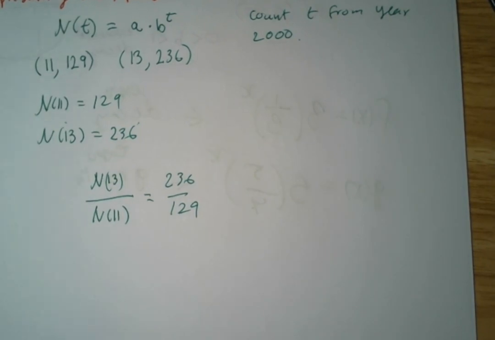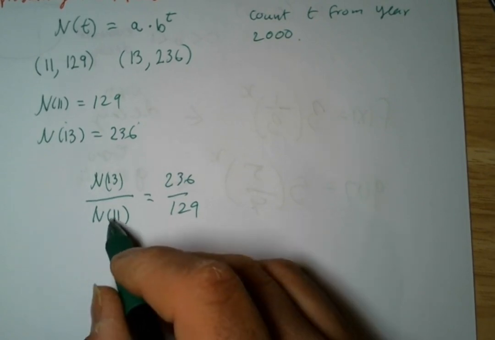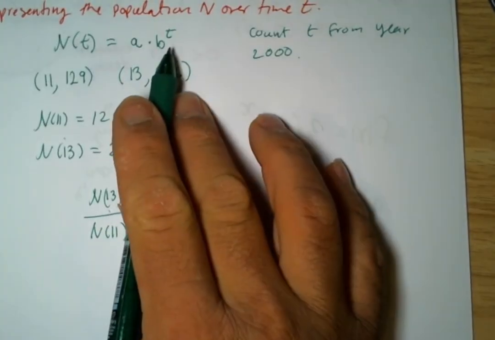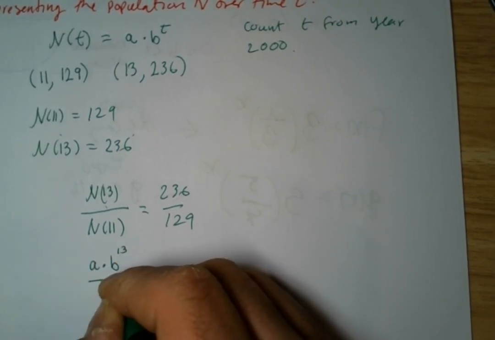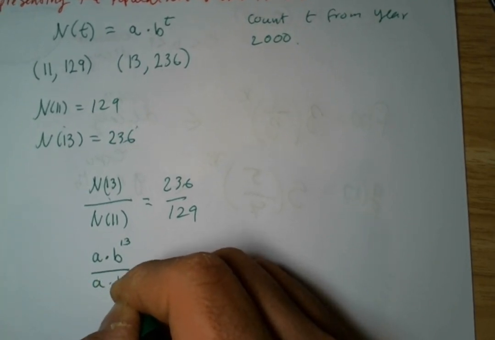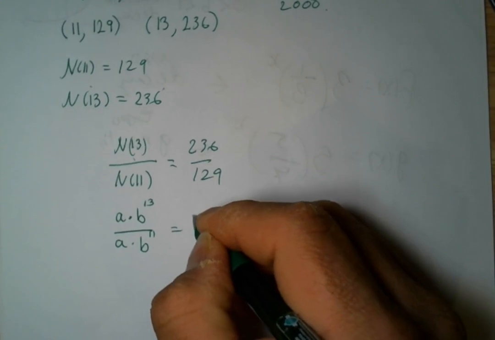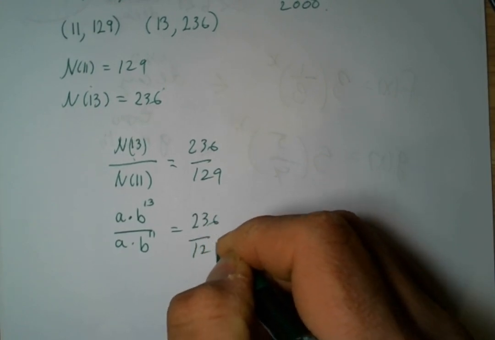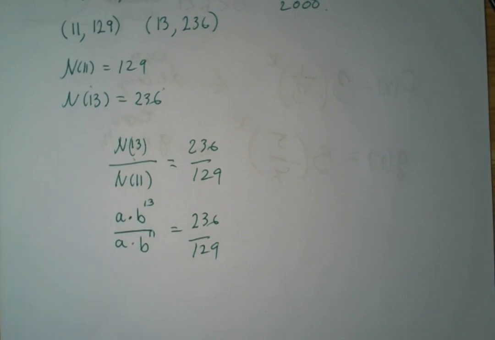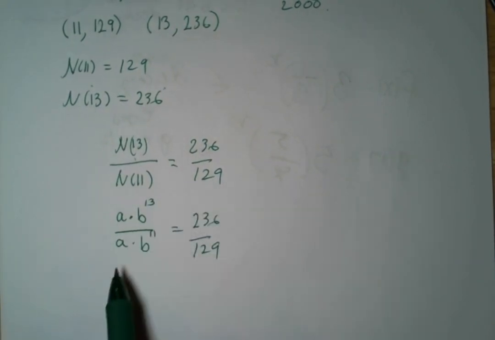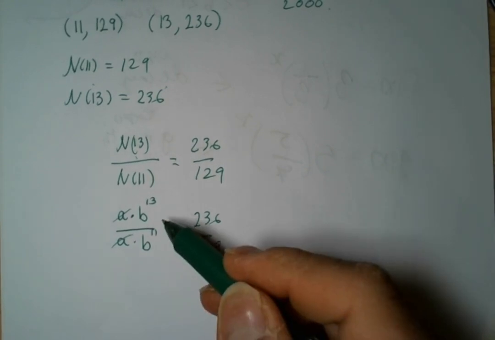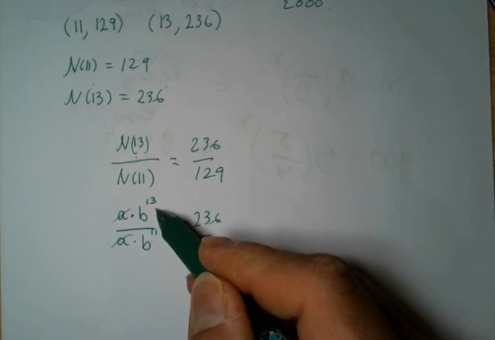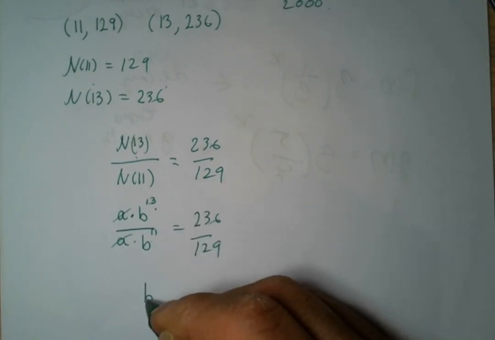Now the reason I want to do this, as you'll see, is that N of 13, if it's an exponential, means we have a times b to the 13th, divided by a times b to the 11th. That's going to be equal to 236 over 129. Notice what's going to happen here. A divided by a simplifies to 1. And also, using properties of exponents, if I'm dividing, I subtract the exponents. 13 minus 11 is 2, so we get b squared.